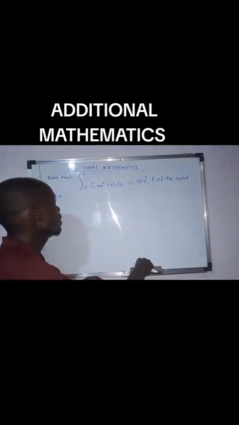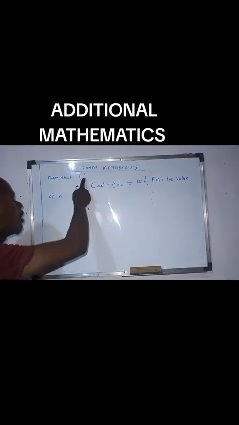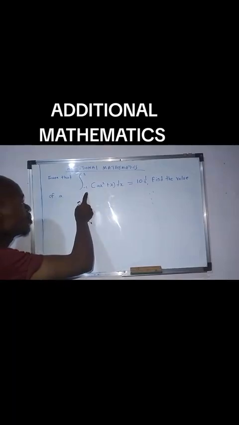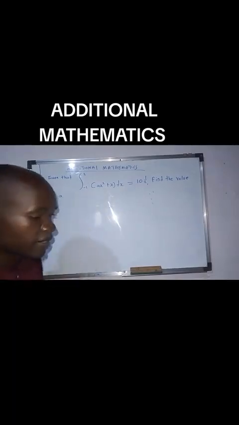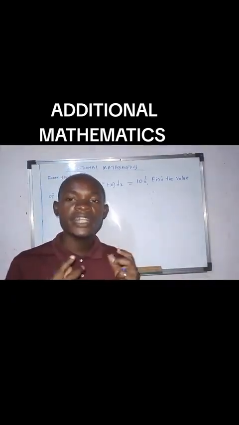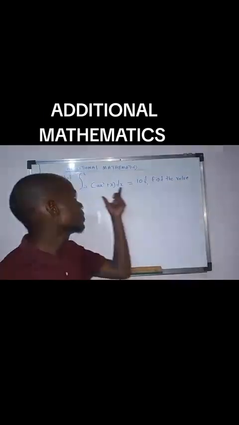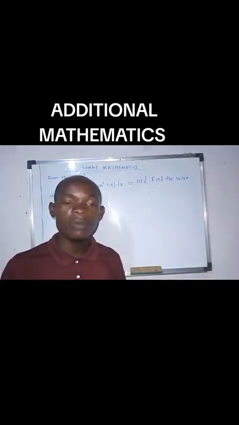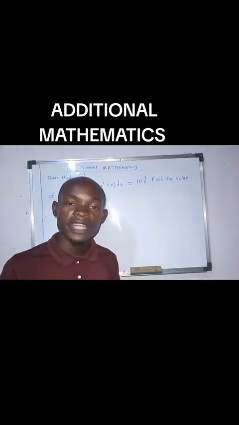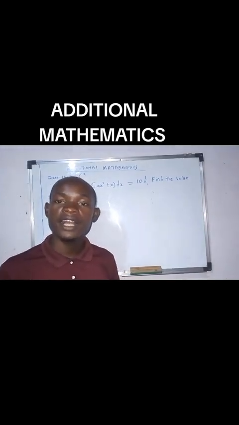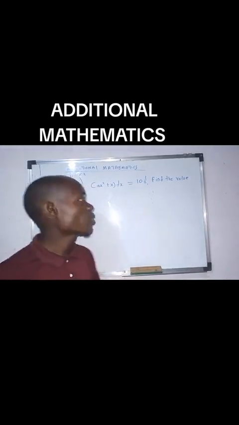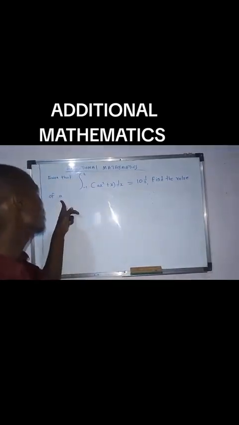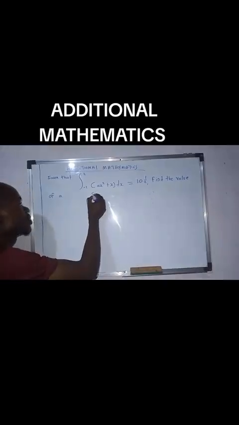Now, as you can see in the question, we have the upper limit and the lower limit. Meaning that I'm going first to integrate what is in the bracket. After integrating, I'm going to find the difference between the upper limit and the lower limit so that I can find the value of a. Now, let's look at the solution.